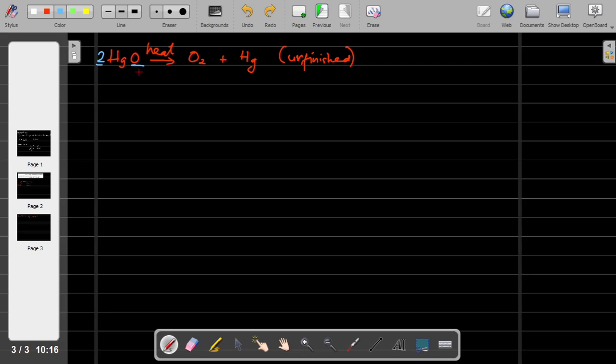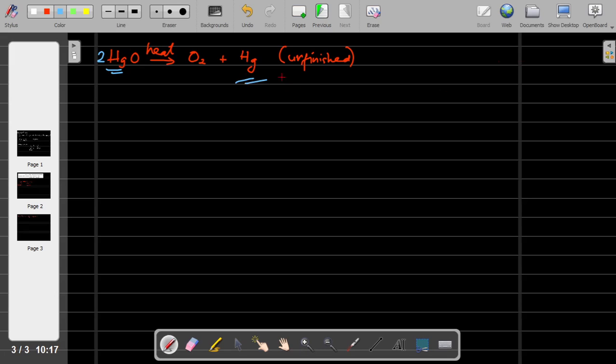Okay, now let's take a look at the Hg. On the left side we have 2 atoms of mercury, or Hg, but on the right side we only have 1.